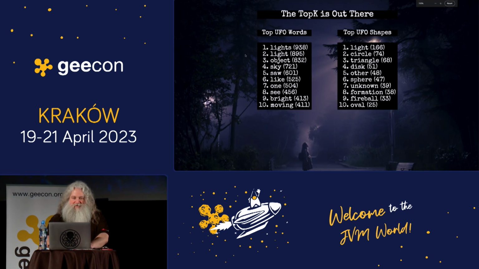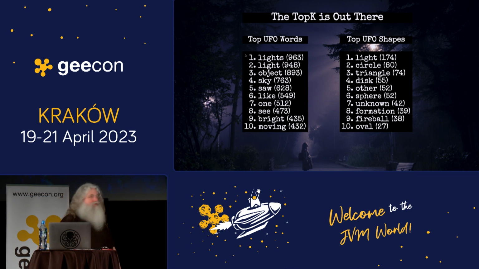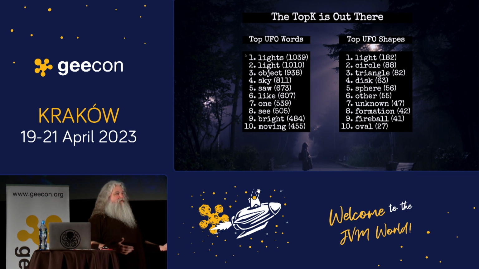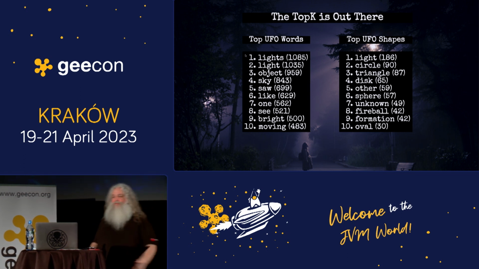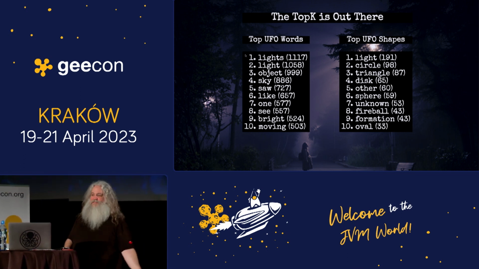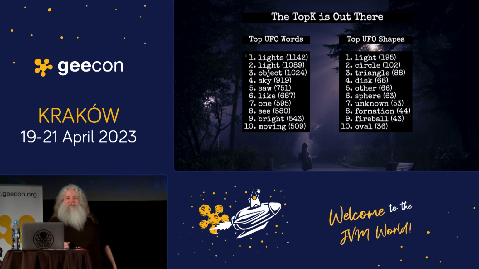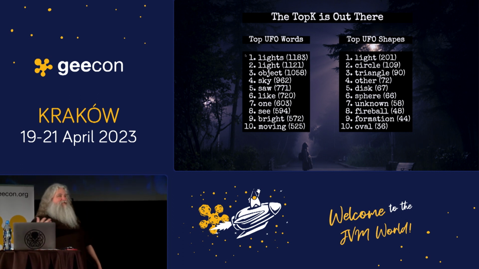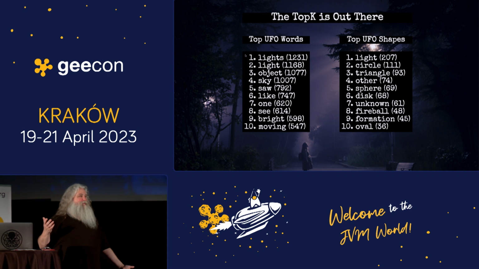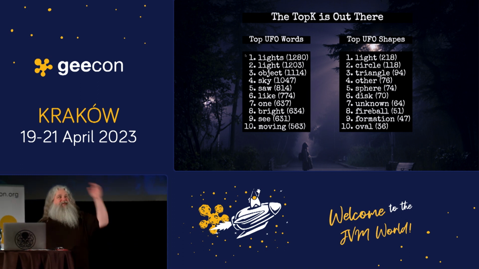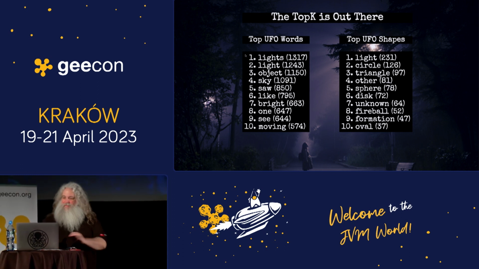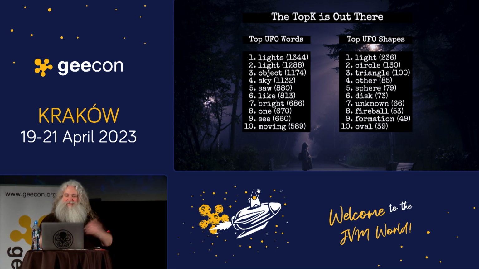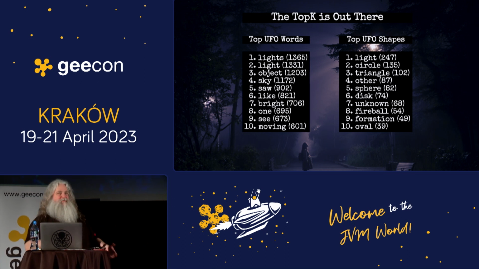So what you see here is I'm hitting it every single second just to say, give me an update. I'm asking Redis in those top K structures, what are the most common words used in UFO sightings? What are the common UFO shapes? And I think light and lights is, of course, probably the most common, right? It's like, I saw a light in the sky. So that's my little demo that shows this top K structure in action.